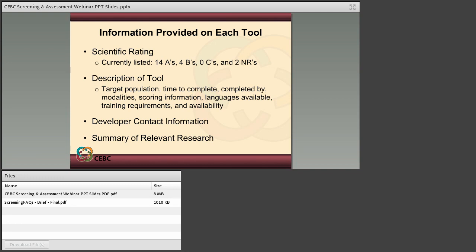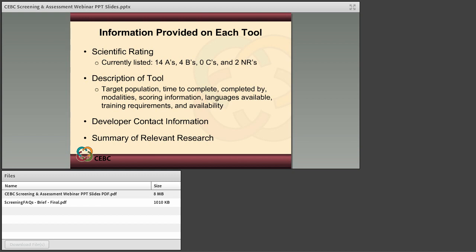I'm not going to be highlighting any specific tool, but I just want to tell you what we provide for each tool that's listed on the CEBC. First, the scientific rating, which each tool would either receive an A, B, C, or an NR, as I discussed. So right now we have 14 A's, 4 B's, 0 C's, and 2 NRs.